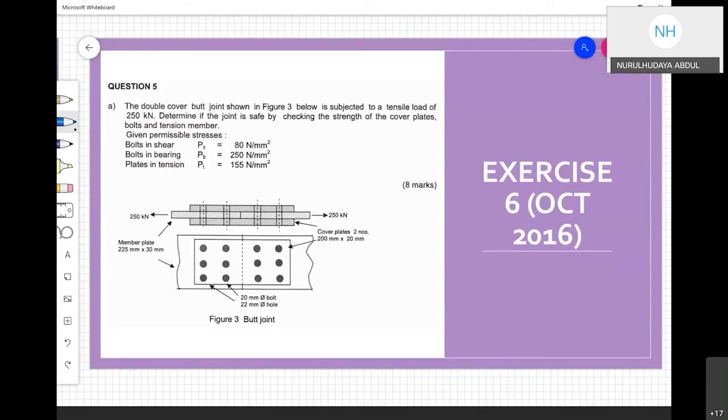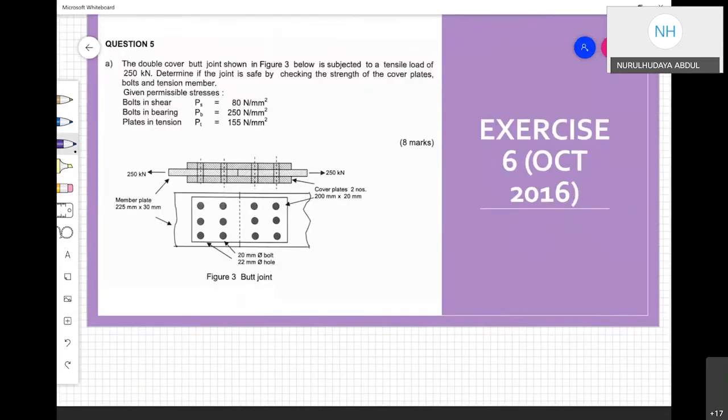I put it in the exercise. This is the past year question from October 2016. Hopefully this is the typical question that has repeatedly appeared in finals. The double cover butt joint in figure 3 shown below is subjected to a tensile load of 250 kilonewton. So this one is force. Determine if the joint is safe by checking the strength of the cover plates, bolts and tension member.